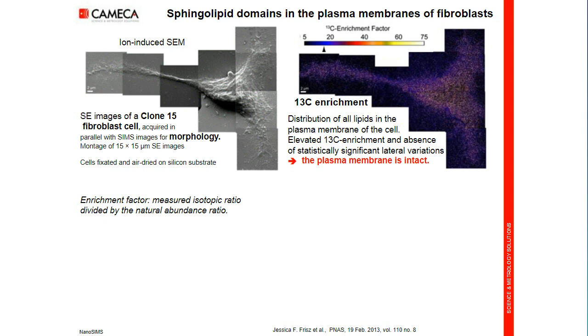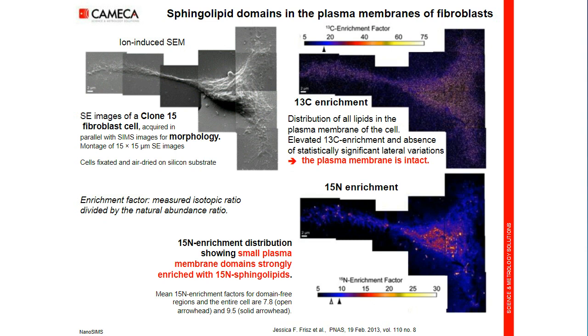Finally, we display the nitrogen-15 enrichment, revealing small domains in the membrane, strongly enriched in nitrogen-15 sphingolipids of up to 30 times the natural ratio. Now, in terms of instrumentation and method, 5 images have been recorded in parallel: secondary electron, carbon-12, carbon-13, CN14, CN15. CN ions are used to map nitrogen in carbon-containing samples, giving the best sensitivity.